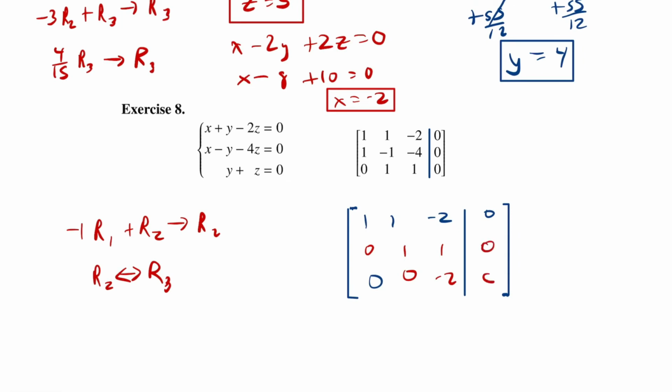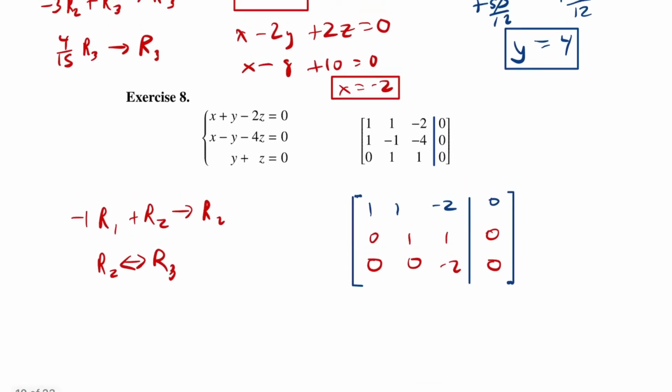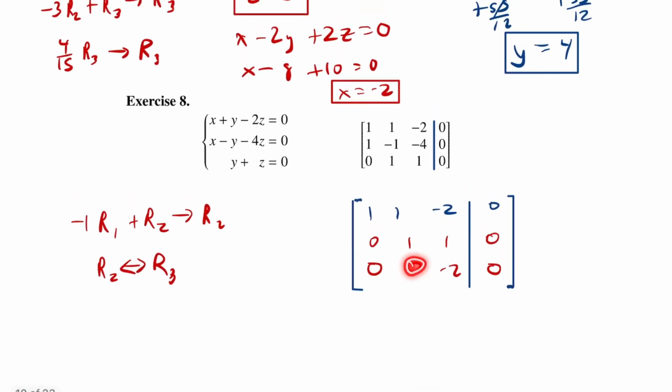And the final step, since this is already 0, is to make this a 1. In order to make that a 1, you multiply by the reciprocal, which is negative 1/2 times row 3 equals row 3. So that's going to change this to a 1, and nothing else will be affected because the rest of the numbers are zeros.